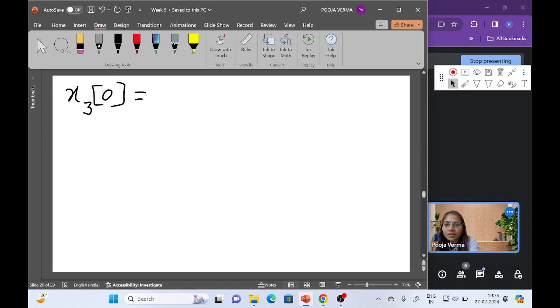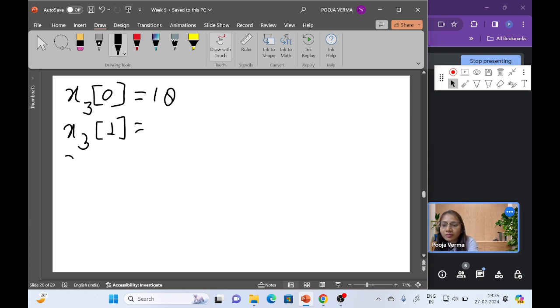So the first sequence value will be 18. Similarly, we need to find x3[1], x3[2] and x3[3].